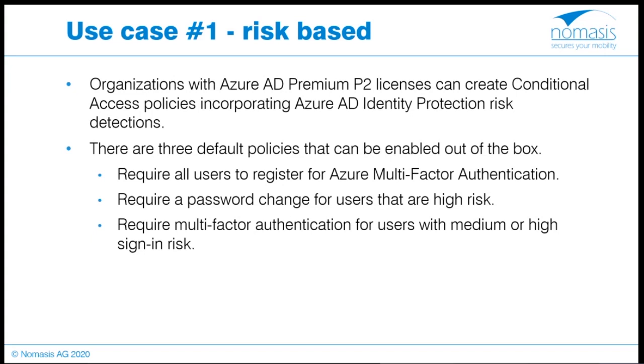For example, if you know that there is a high risk, you will directly require the password change for this user. And if there is no password change, then you will not allow or grant the access. And you can also, for example, require MFA only if you find out there is a medium or high risk, or you can check that all the users will have MFA. That's a lot of different options that we have.